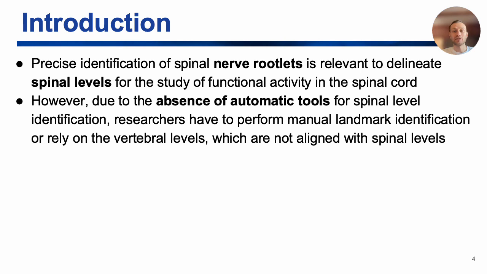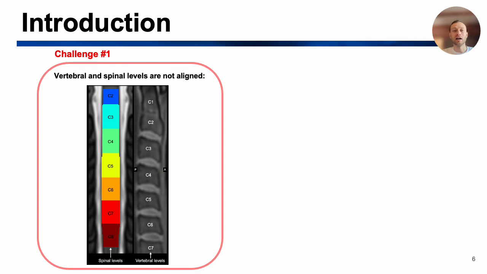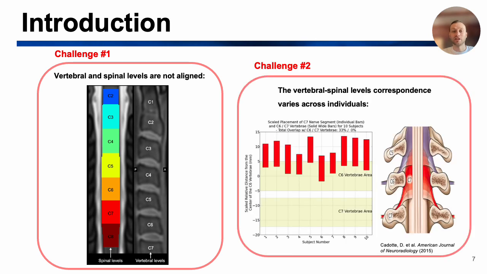Let's start with the introduction. Spinal cord fMRI studies use vertebral levels for spatial normalization to the standard space and to perform group level analysis. However, the vertebral levels on the right and spinal levels on the left are not necessarily aligned. For example, you can see that the C7 spinal level is not situated in the C7 vertebra. Additionally, the correspondence between vertebral and spinal levels varies across individuals.